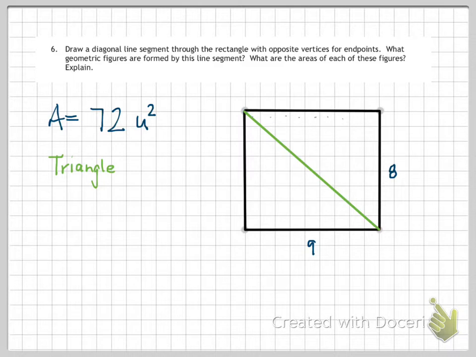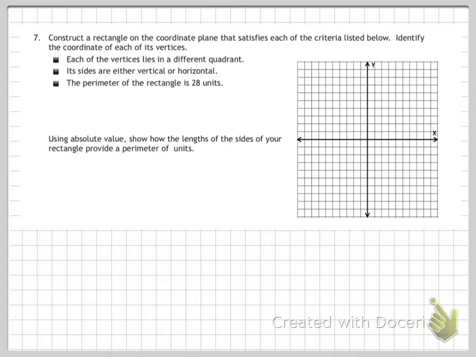Since we split the rectangle in half, we're going to do the same thing with our area. So each triangle is going to be 36 square units. Each triangle is half of the rectangular area. All right, let's go on to number 7. Go ahead and pause and finish number 7, and we'll come back and show you the solution.